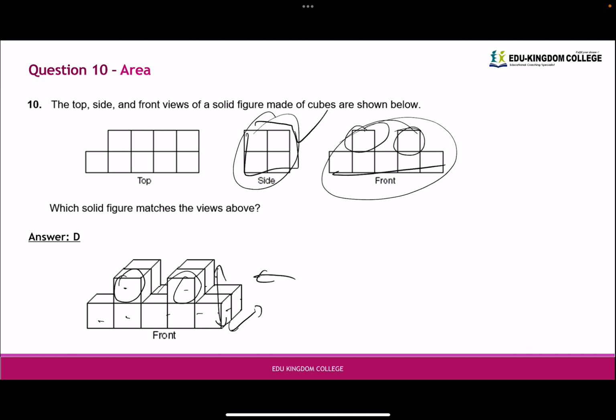Now if we look at it from the top, there was only this object with one side missing at the back here, which is what we're looking for. All the other sides are filled in if we look at it from the top. So answer D would have been your correct answer.